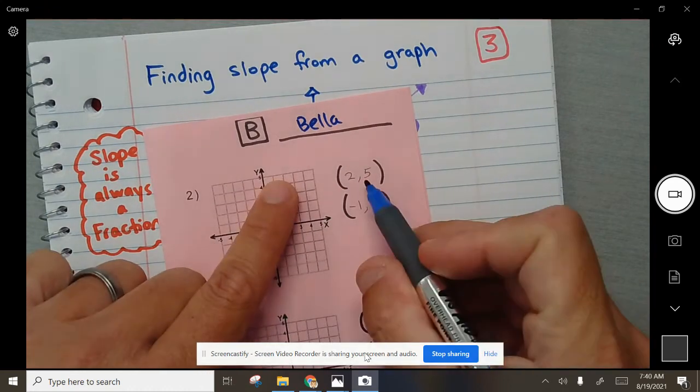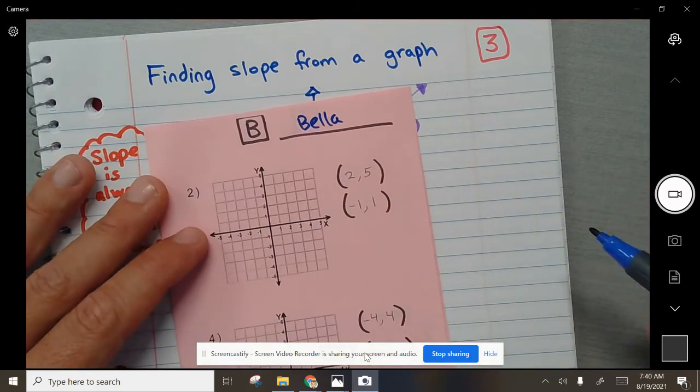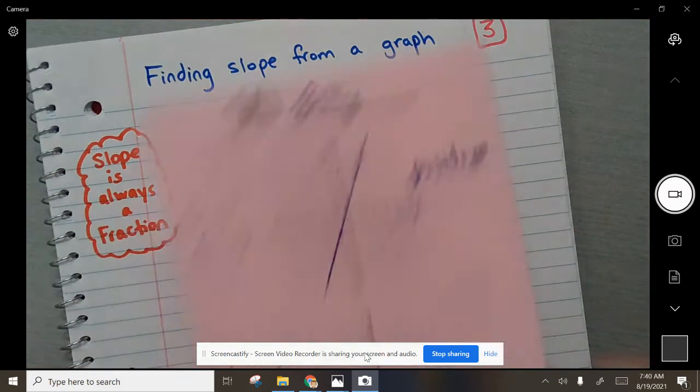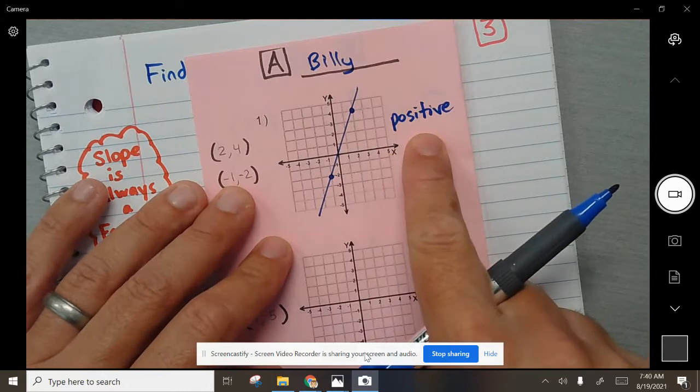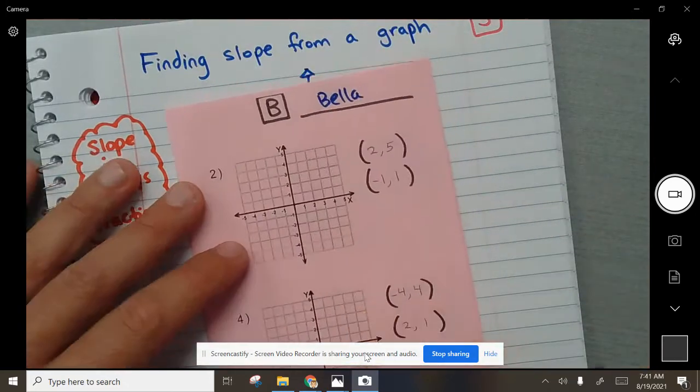Bella now does her problem, okay? Over 2 up 5, plots at -1, 1, draws the line cleanly, and then tells me what kind of slope it is. Make sure you draw the line and then tell me what kind of slope, okay? That's super important for me. Then you guys just keep taking turns.